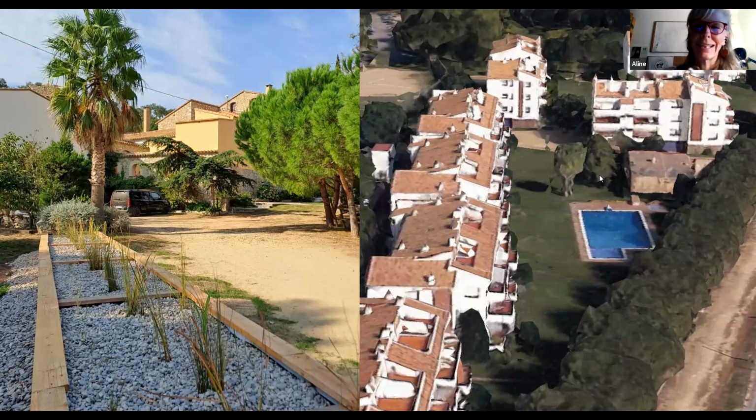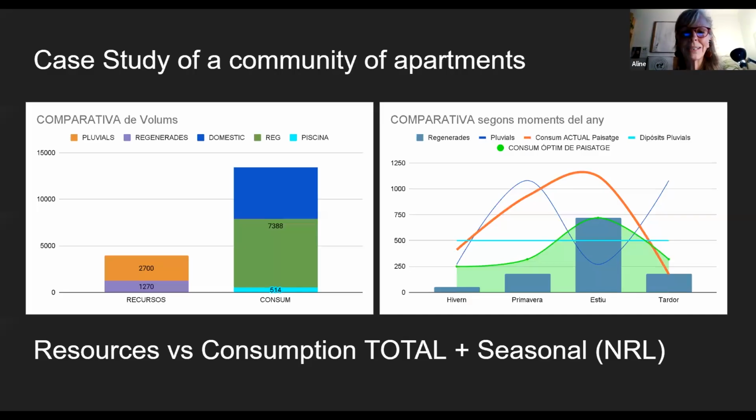And of course, the first thing we are saying to them is that grass is maybe not the best vegetation to have in a Mediterranean context. So we are actually putting some data to the community of these apartment owners. And we are seeing that just by putting numbers in front of people, reality hits home.